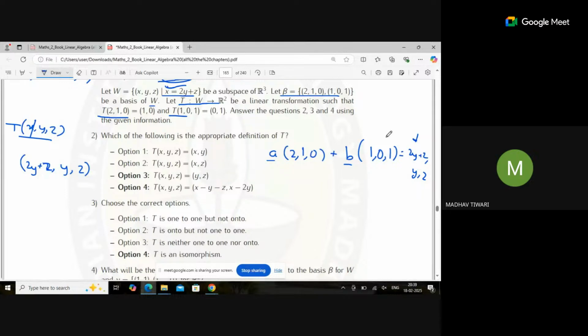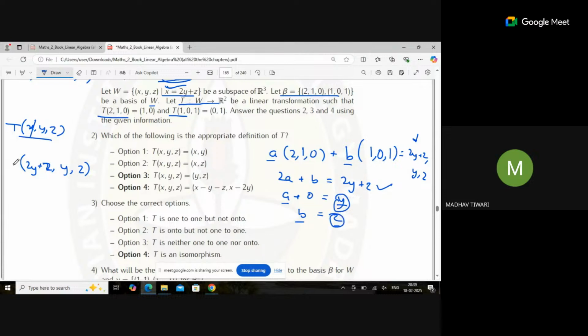Okay, this general vector I will get. So let's write down this. What are my three equations that I will get? 2a plus b is equal to 2y plus z. a plus 0 will be equal to y, and b is equal to z. So from here a value is y and b value is z. If I put it here, I will get this equation also, correct. So I got the solution that a is y and b is z.